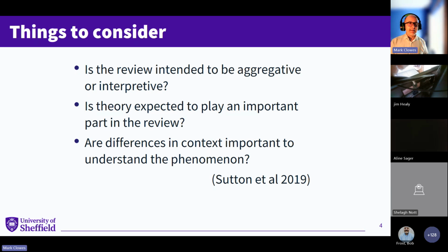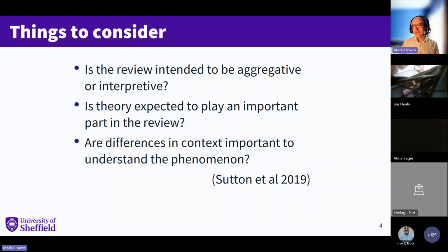In terms of deciding which search mode is going to be most appropriate for your review or evidence synthesis project, there are three questions which my colleague Anthea Sutton poses to you. Is your review intended to be aggregative or interpretive? So an aggregative review is counting the number of studies that say a particular thing, or counting the number of patients involved in those studies if they are clinical trials, for example.